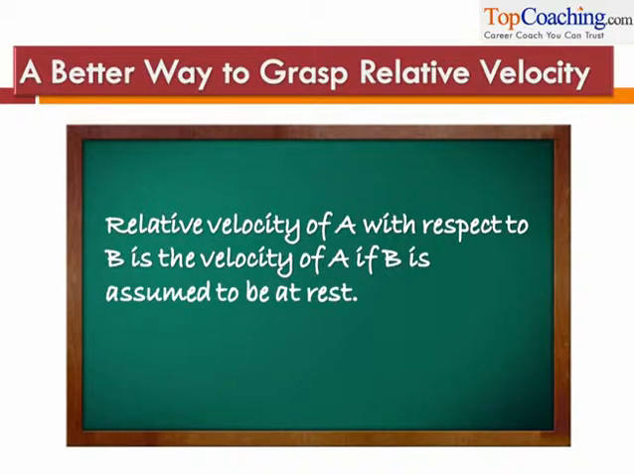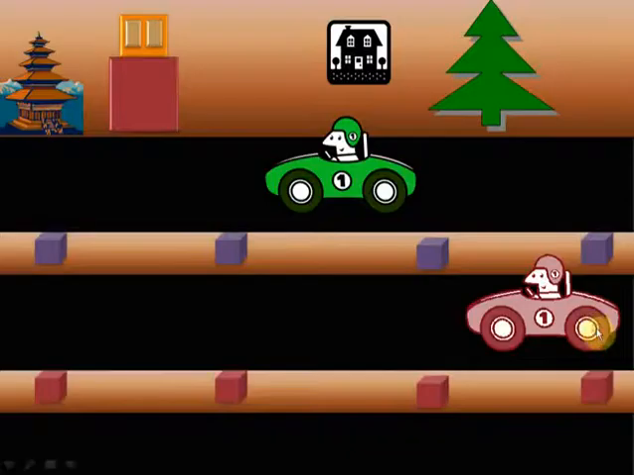So basically, if you are assumed to be at rest, then what will be the velocity of the other car? That is what relative velocity is. So for example, if you are moving at 10 meters per second and the other car is moving at 15 meters per second, then if you are at rest, the other car is 5 meters per second ahead in velocity with respect to you, isn't it? That's what relative velocity is.